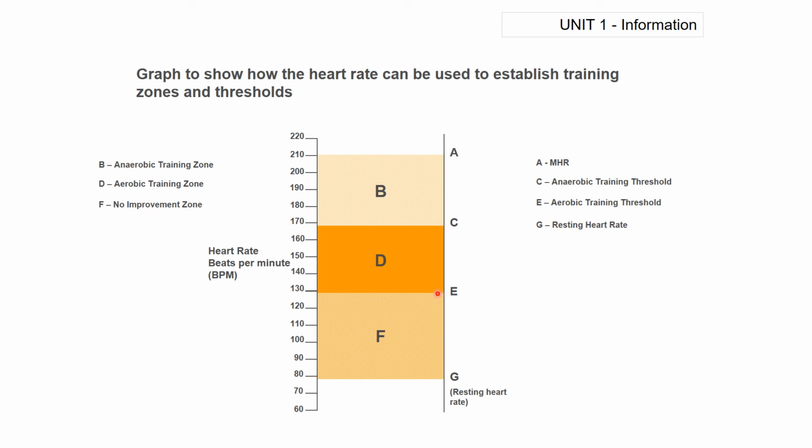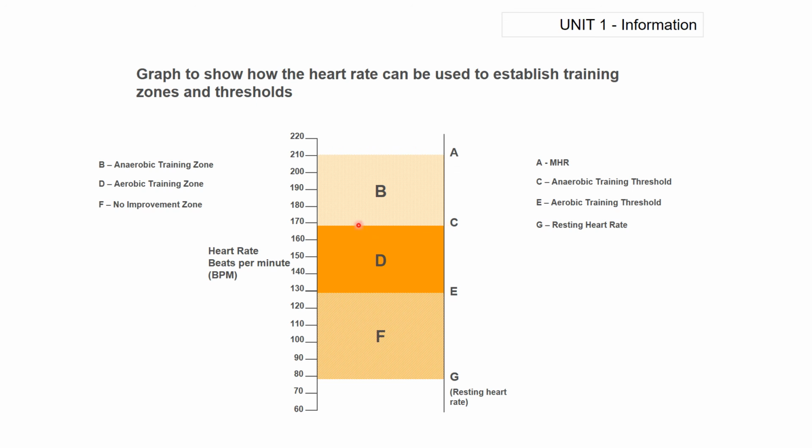E is then his aerobic training threshold, which on this is 130 beats. So once he breaks through that, he's into D, this zone, which is his aerobic training zone, okay? Yeah. So that's when he's doing his cardio, he's going for a gentle jog. Maybe a marathon runner would stay at this pace and keep his heart rate between 60 and 80%.